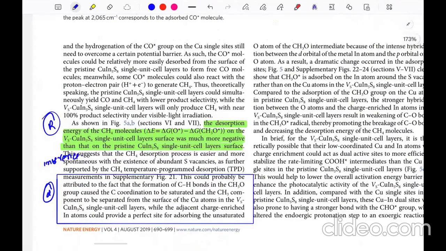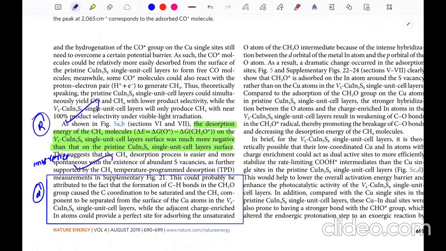Similarly, here also, this is the result, this is the inference, and this is the discussion. They are saying that the desorption energy of the CH4 molecule on the sulfur deficient unit cell layer was much more negative, meaning it is much more exothermic compared to the pristine one. What is the conclusion from that? That the CH4 desorption process is much easier and more spontaneous with the existence of abundant sulfur vacancies. This is the conclusion that we are getting from this result.